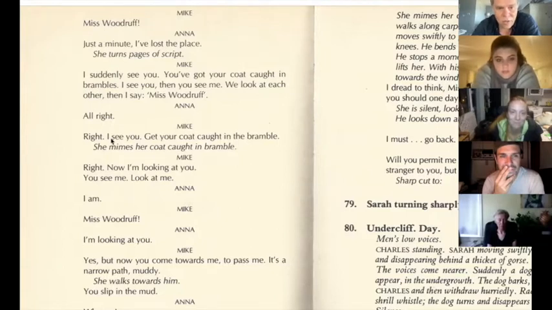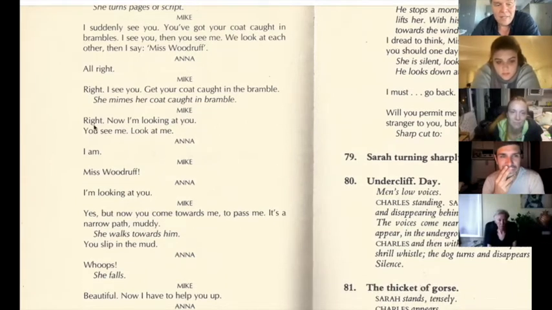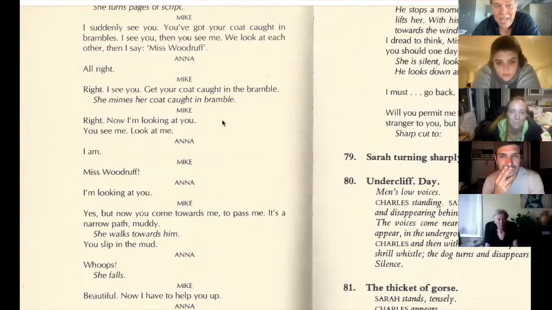I see you, get your coat caught in the bramble. He's sort of like, can we rehearse this thing, right? So she mimes her coat being caught in a bramble. And he's like, right, now I'm looking at you, beat, beat, beat. There's a big, big space there. Harold Pinter puts that on purpose so that you then go, you see me, look at me. And she goes, I am. And he's like, okay. And then he goes, Miss Woodruff. She goes, I'm looking at you. He's like, no, that's the line. I'm supposed to say Miss Woodruff. She goes, he goes, I am.